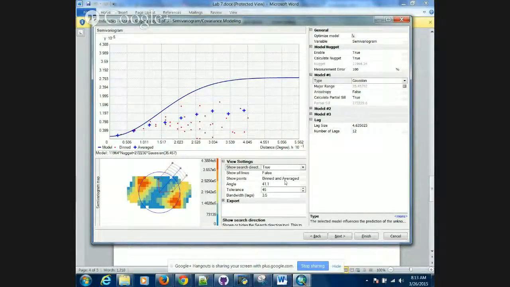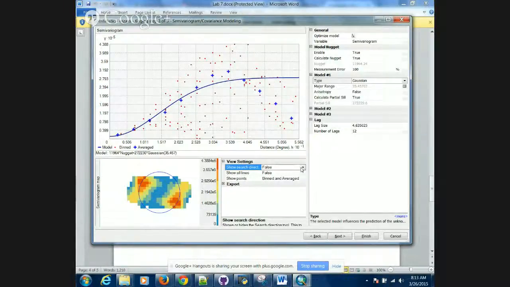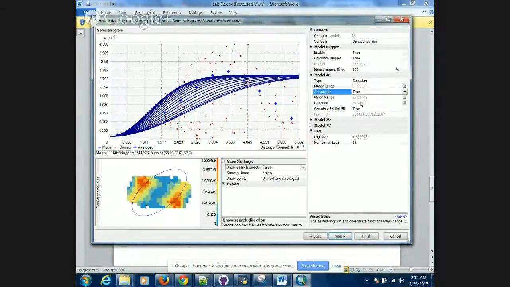All right, so we could leave it in a specific direction, but typically what's done is that if you see evidence of that changing a lot, you change this back to false, and then you set the anisotropy value to true, meaning that it's going to calculate a different model in each of the different search directions. Okay, and it shows you all of the models that it's going to calculate, and the search direction that it optimizes for you looks like that.